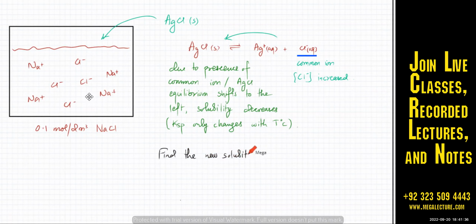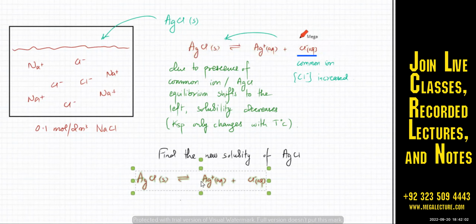So find the new solubility of AgCl. And the way you're going to do that is, this is how you're going to find the new solubility of AgCl. Okay. So I already know that it's going to be less soluble, right? So here's what I'm going to do. I'm going to do the whole thing again.